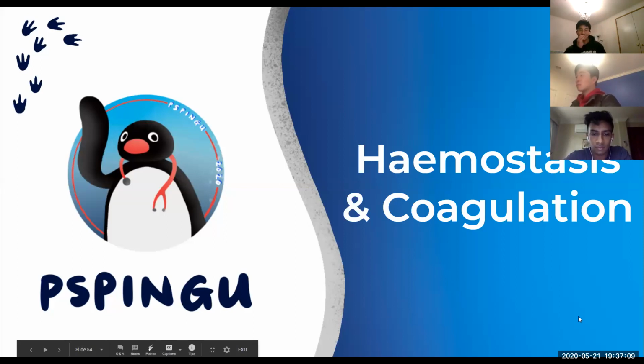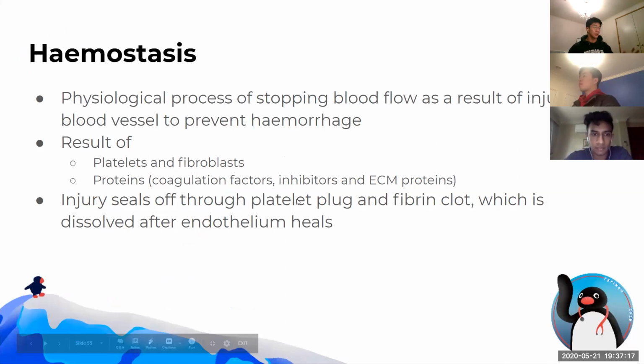Otherwise we'll be going through hemostasis and coagulation, which is basically a small look at our blood stuff. So we're going to look at the process of hemostasis first. Last week or so, we went through different parts of our blood. And now we'll be looking at when our blood stops flowing, so we're forming clots and that kind of thing.